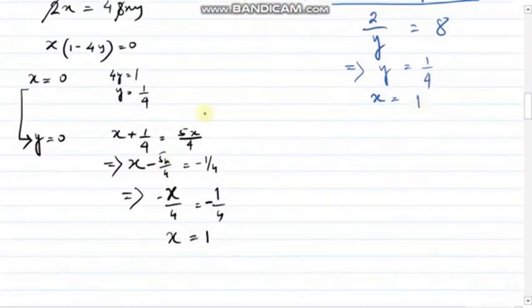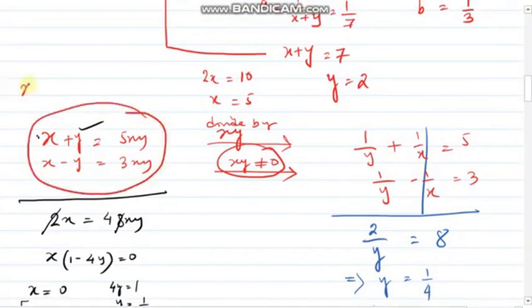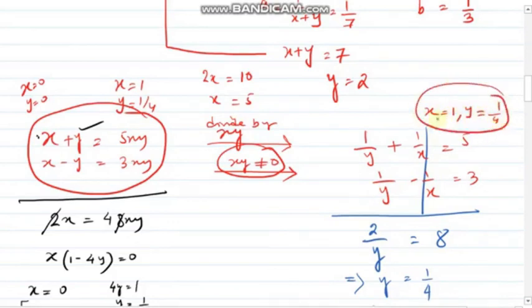No problem. The thing is, what's the difference between these two equations? The difference is, in this equation we will get two solutions, one x equals 0, y equals 0, which will satisfy the equation, and another is x equals 1, y equals 1 by 4. But in this equation I will get only one value, x equals 1 and y equals 1 by 4, because as x and y are in the denominator, the values of x and y cannot be equal to 0.